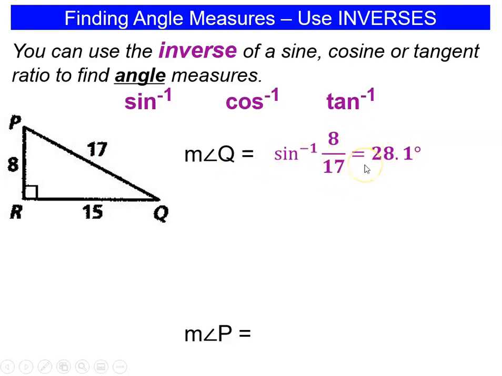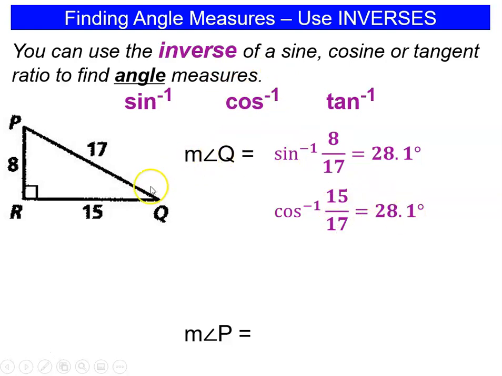So all you need to do is hit second sine. It'll come up and wait for that ratio to be put in. Plug it in, hit enter, and you'll get 28.1 degrees. Now, what if I wanted to use the 15 here instead? Then you would use cosine, because I have the adjacent side to Q, 15 divided by 17. I can use the inverse cosine of 15 over 17 and get the same answer.